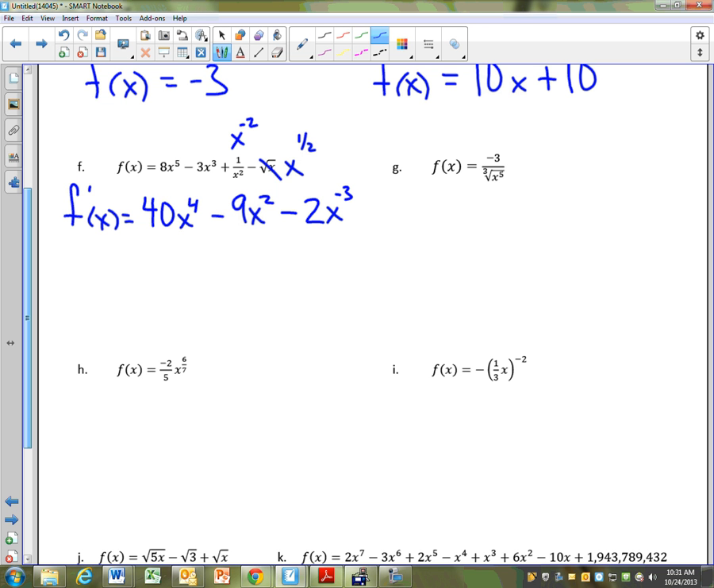This is the biggest problem that people have. You have to get used to that, because in a couple months, you're going to be finding antiderivatives. You're going to be going the other way, and you're going to be adding one. So yes, we'll rewrite it as 2 over x to the 3rd. Very good. What's the derivative of x to the 1/2? 1/2 x to the negative 1/2.